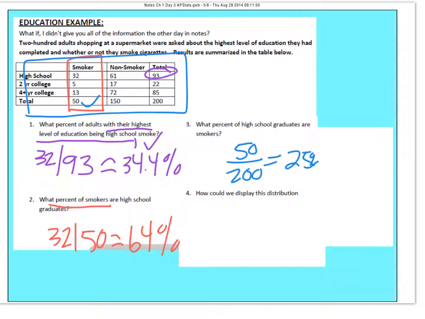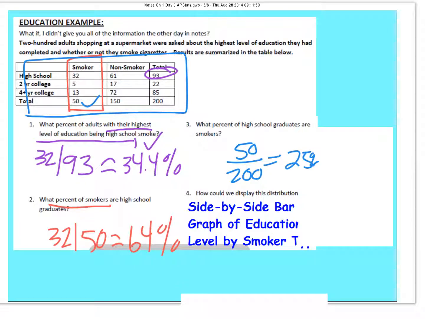Part 4, how could we display this distribution? If they wanted us to display this distribution, again, we know the bar graphs are easier, so we would probably make a bar graph. And we could put the years on the horizontal axis. If we want to display this data, we could have one bar for smokers and one for non-smokers. So a good idea might be to do a side-by-side bar graph.